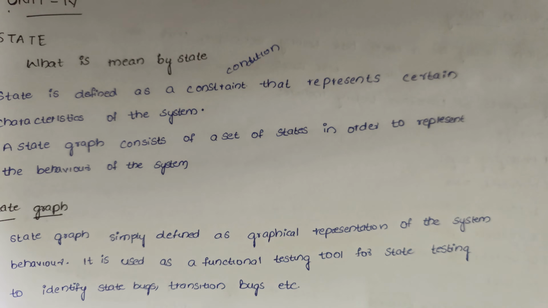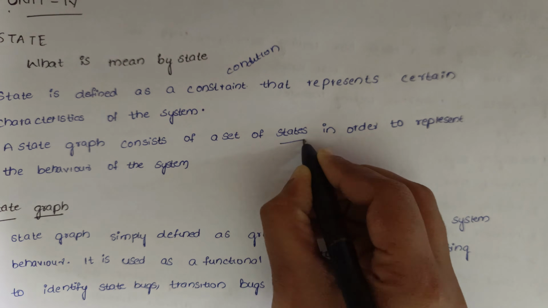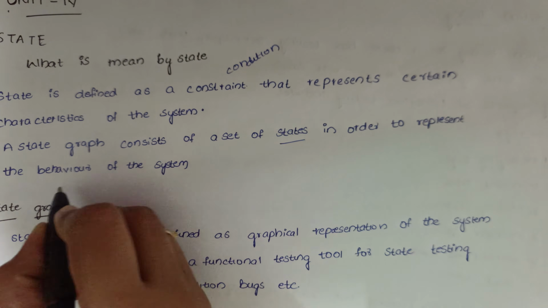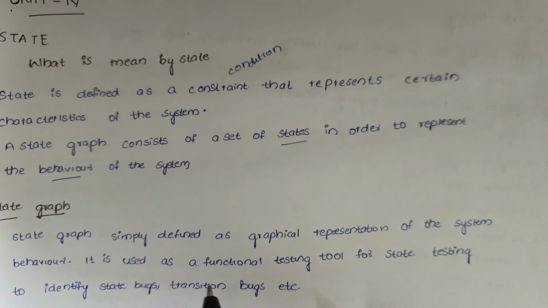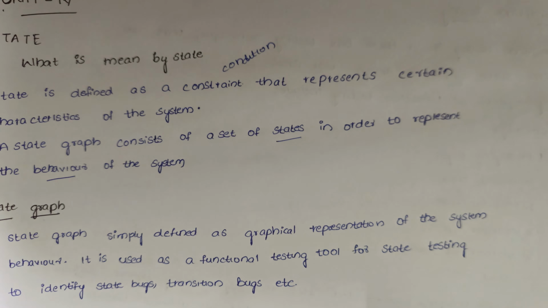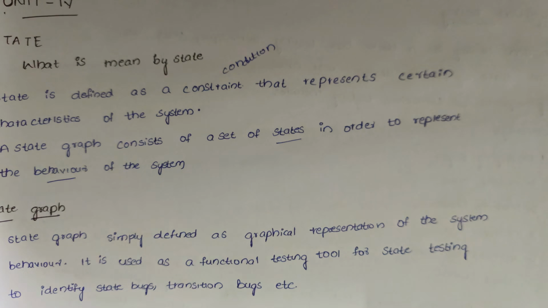A state graph consists of a set of states in order to represent the behavior of the system. By these conditions only, the system will behave with certain characteristics.